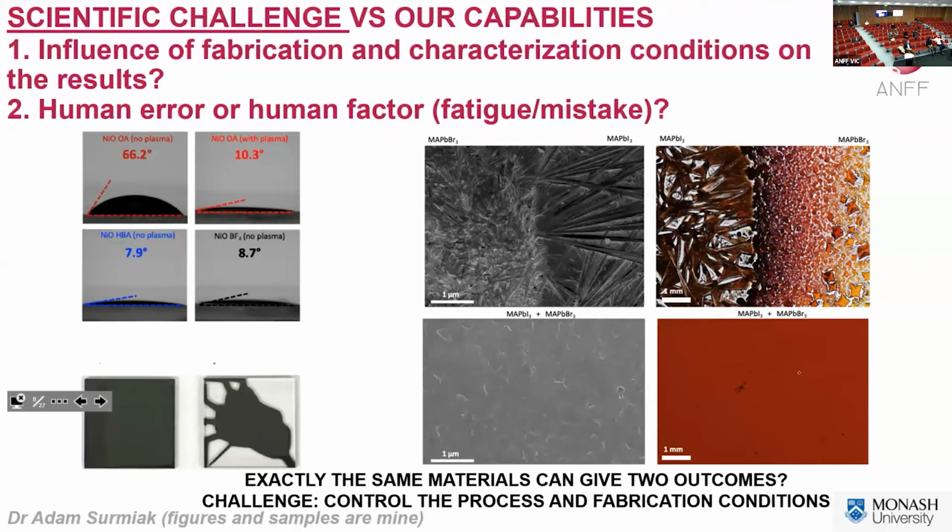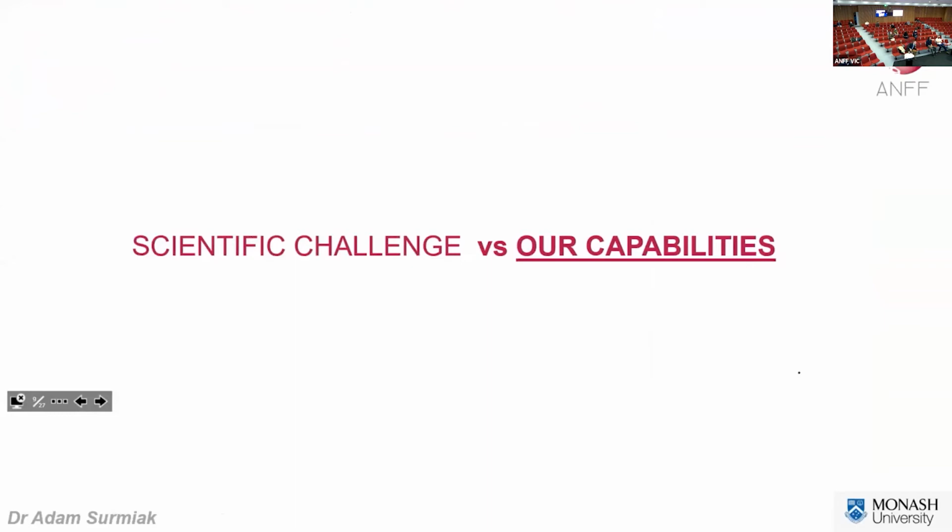On top of that, there is human error, and we have to factor that in, because no one is able to produce thousands of samples per day. It's impossible. What we can do is produce them and characterize them in specific conditions, and we can track those conditions. So what are the capabilities?